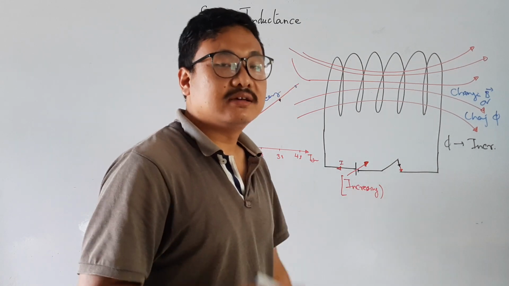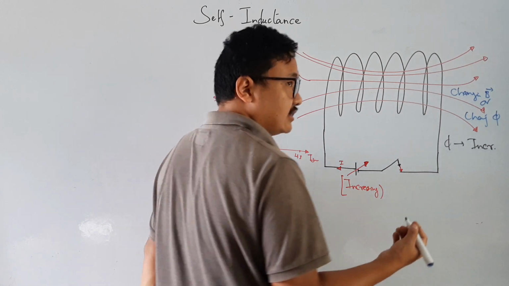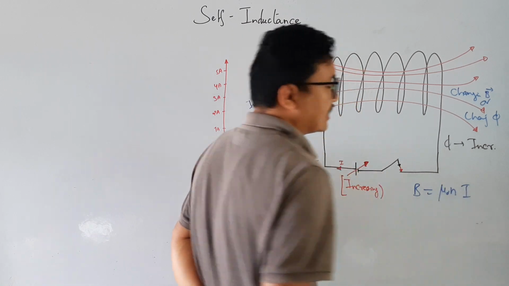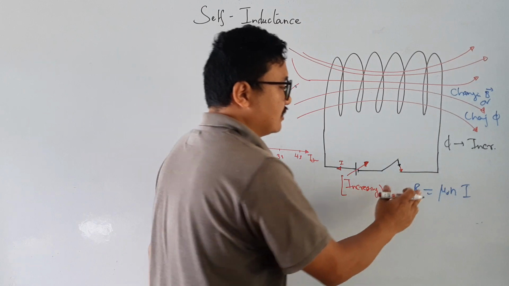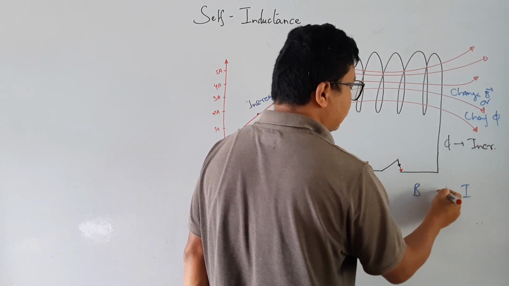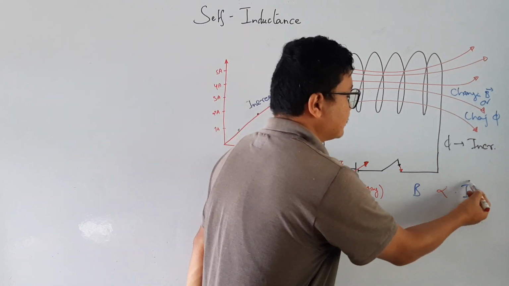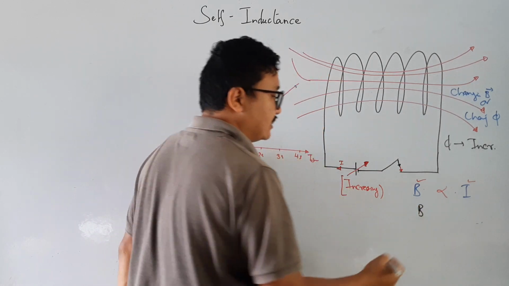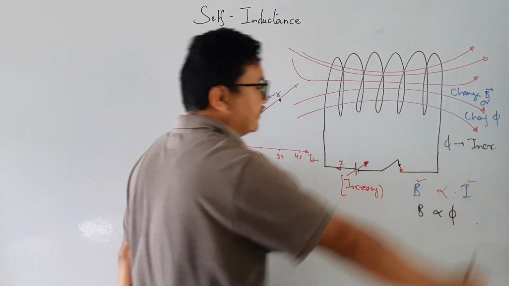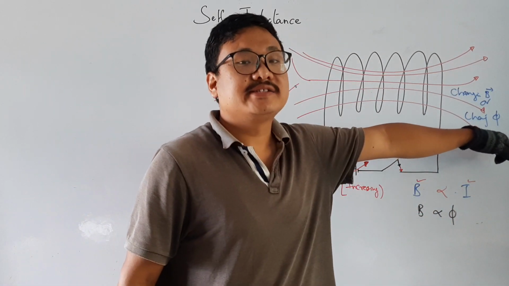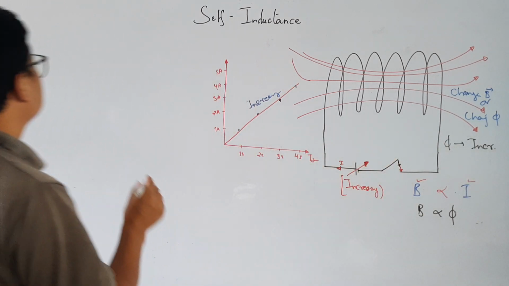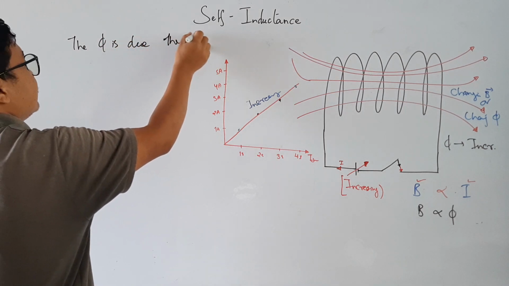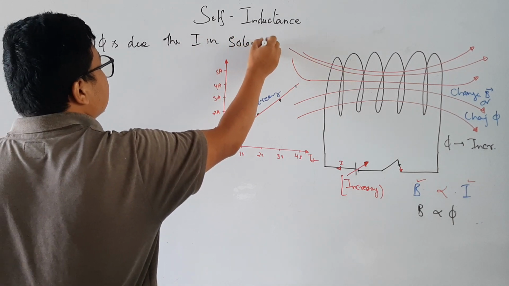Now whenever current increases, the magnetic field also increases. How? We have studied in the last chapter that the magnetic field is equal to mu naught n I inside the solenoid. Now if I remove all this mu naught n, then I get the proportionality constant. It means if current increases, the magnetic field increases. Now if the magnetic field B increases, then the flux is also increasing. So this flux is due to the current in the solenoid or inductor.